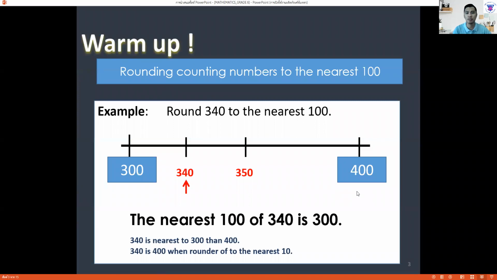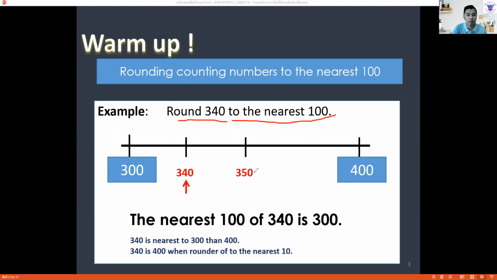Okay, so let's do the warm-up first before we proceed. Let's have a review from your previous lesson in grade 5. I think you've already discussed this lesson. Rounding counting numbers to the nearest 100. Let's say, for example, round 340 to the nearest 100.